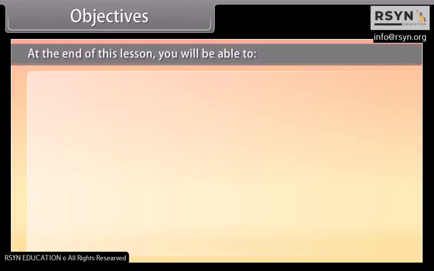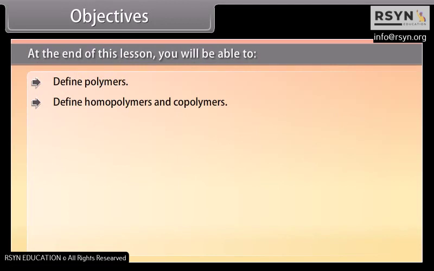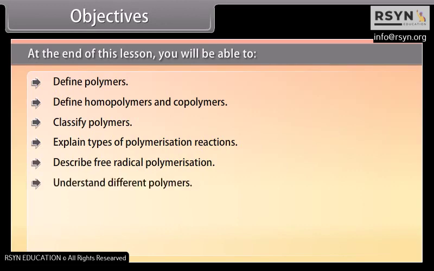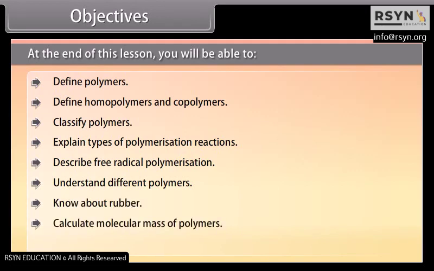Objectives. At the end of this lesson, you will be able to define polymers, define homopolymers and copolymers, classify polymers, explain types of polymerization reactions, describe free radical polymerization, understand different polymers, know about rubber, calculate molecular mass of polymers, define biodegradable polymers.